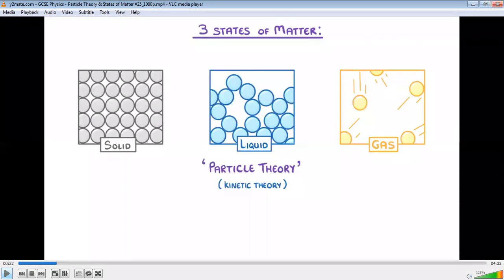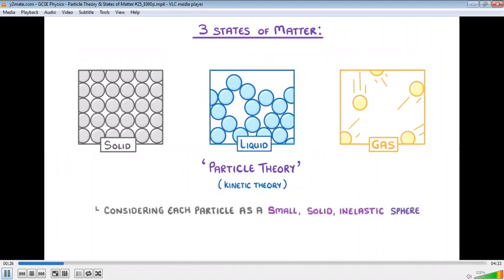Do you know the meaning of the word kinetic? Kinetic means movement. Each state behaves by considering each of the particles as a small, solid, inelastic sphere.